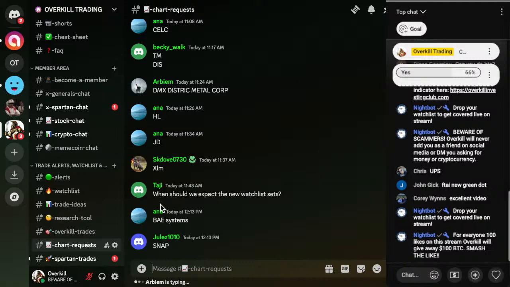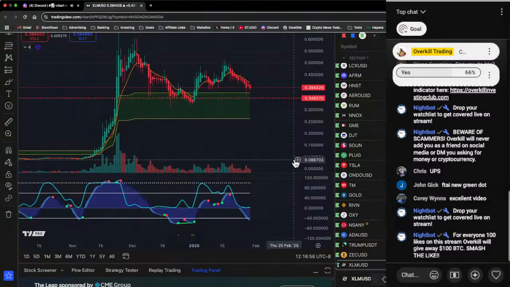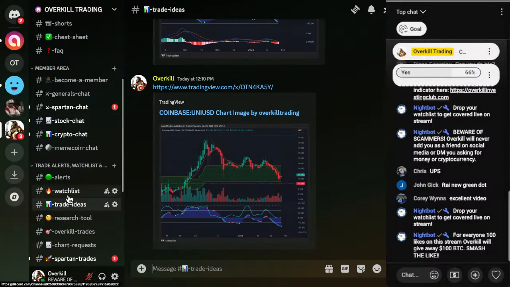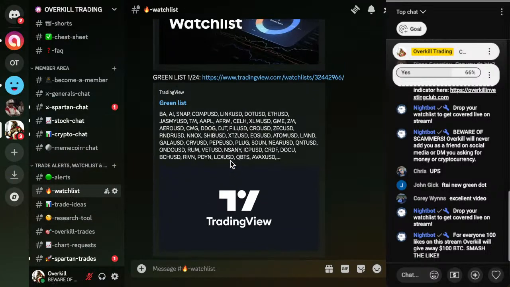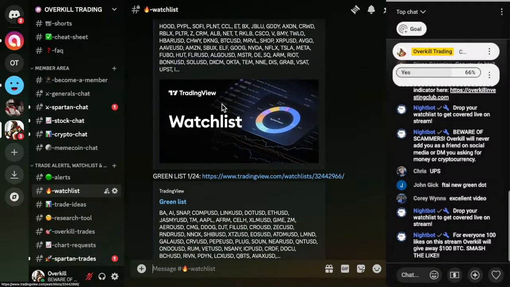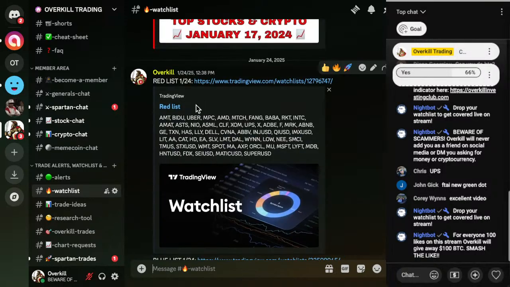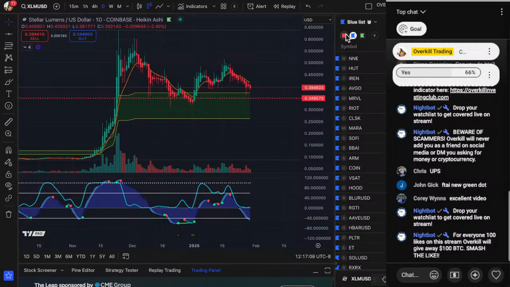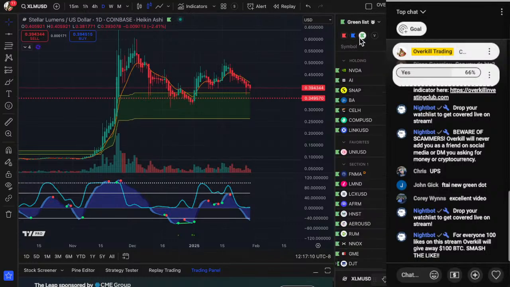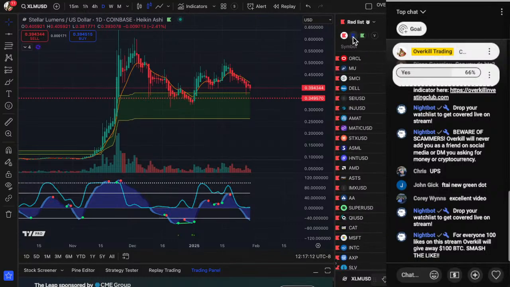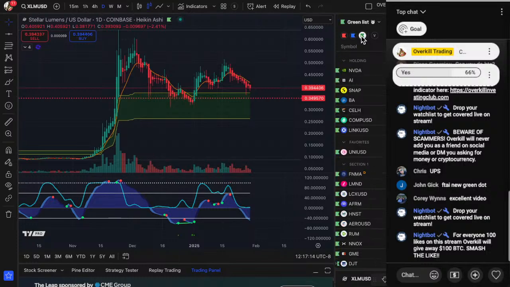What else we got here? When should we expect new watch list sets? So every Friday I drop a watch list over here, and that's just the stocks that we are watching for the week. So I drop the green list, the blue list, and the red list. Okay, I have 3 different watch lists over here that we cover here. Okay, there are about 206 stocks and cryptocurrencies, I believe, in those lists.